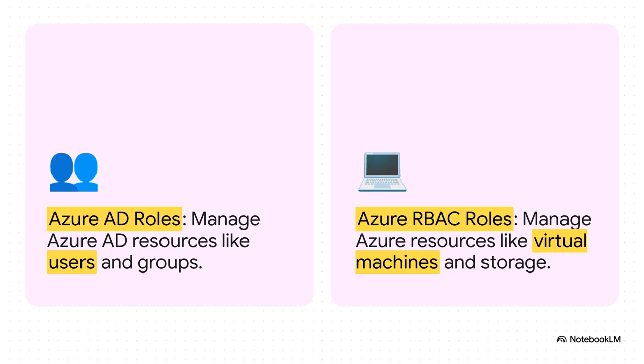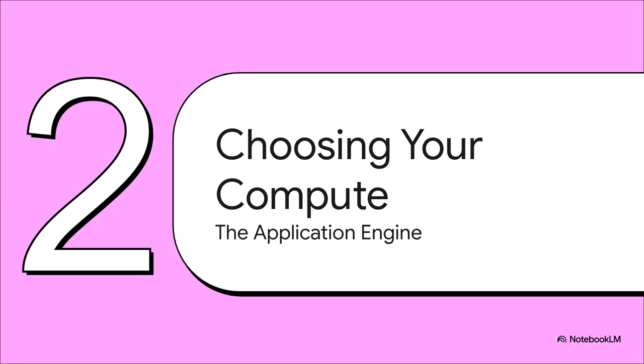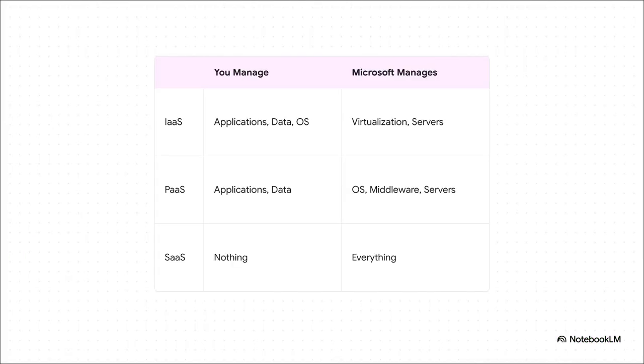Okay, with our foundation firmly in place, it's time to choose our application's engine, the compute service. This is where your code actually runs. And for your first project, this choice really boils down to one simple but really critical trade-off. And that trade-off is explained by this, the shared responsibility model.